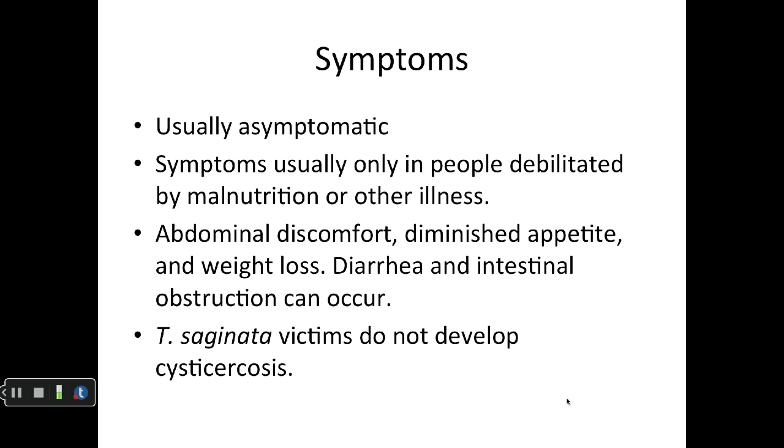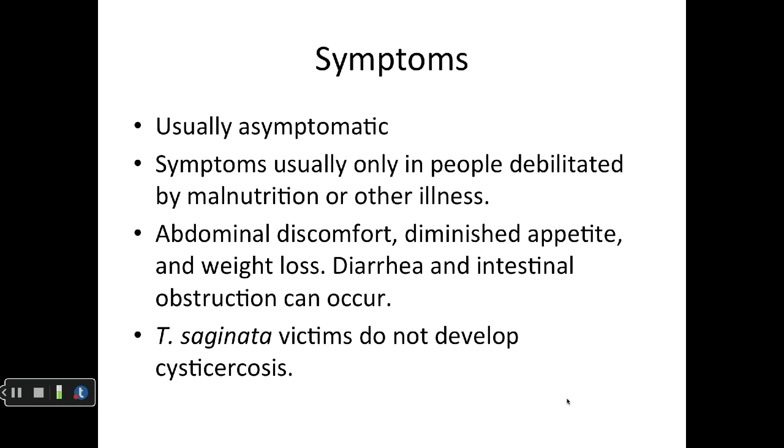Infection with the adult tapeworm is usually asymptomatic. Again, there's usually just one large worm. If the individual is malnourished or has other debilitating illnesses, then it might have more of an impact. The reported symptoms, again, are relatively mild and include abdominal discomfort, maybe a loss of appetite, unexplained weight loss, and sometimes, again, you could have diarrhea or intestinal obstruction. Again, this is rare because usually there is just one large worm.